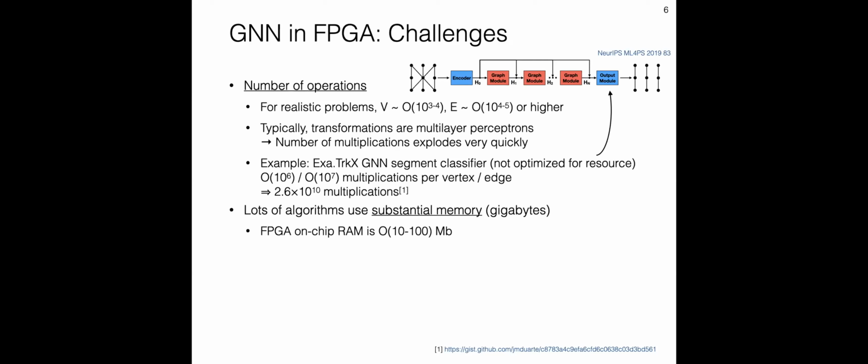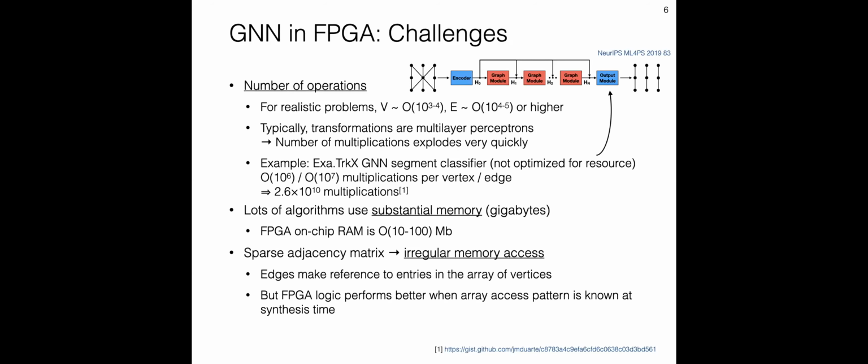So that's one challenge. The next challenge is that lots of graph neural network algorithms use substantial memory, like gigabytes or tens of gigabytes. But FPGA on-chip RAM is typically on the order of 10 to 100 megabits. So you'd need an implementation of these GNNs that drastically cuts the memory footprint.